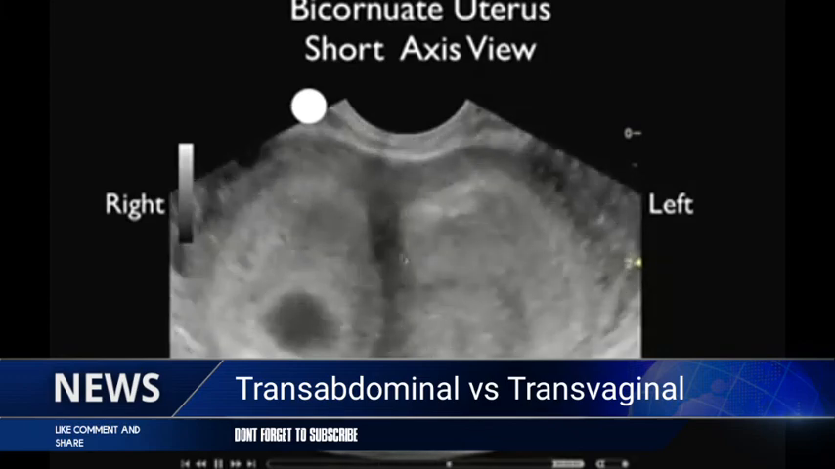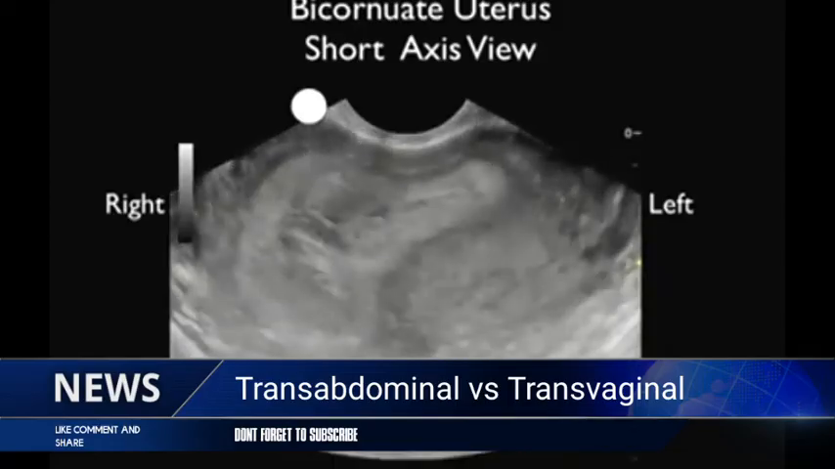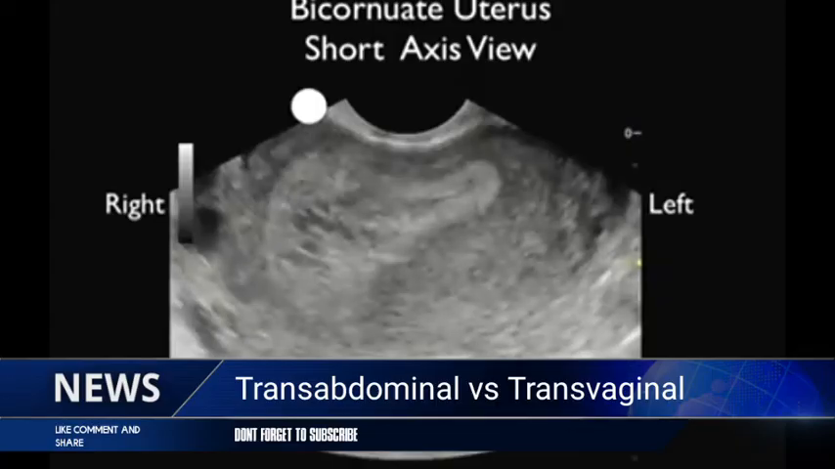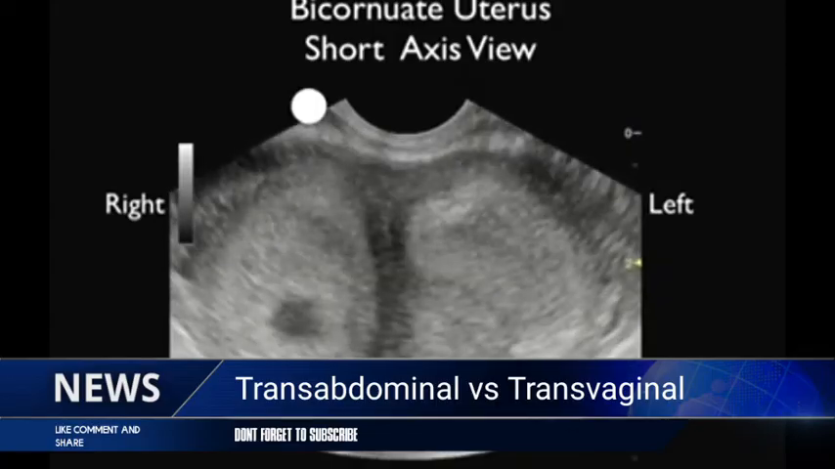Again, we're scanning from the bottom towards the top, and we see the two cornua with two areas of thickened endometrial stripe. And what's interesting in this patient is that she actually had a positive urine pregnancy test. We're going to still the image down and now look further at this bicornuate uterus.